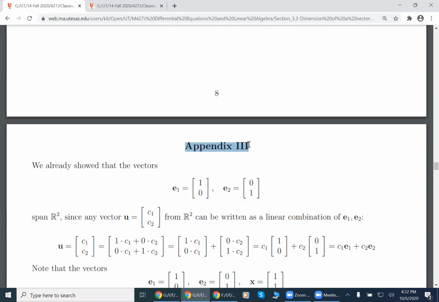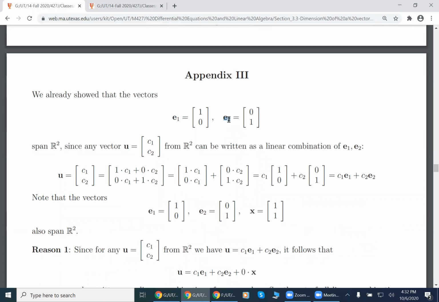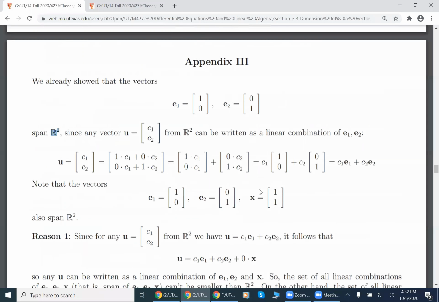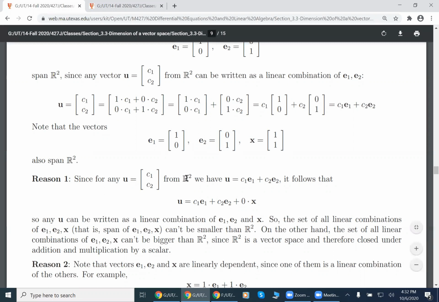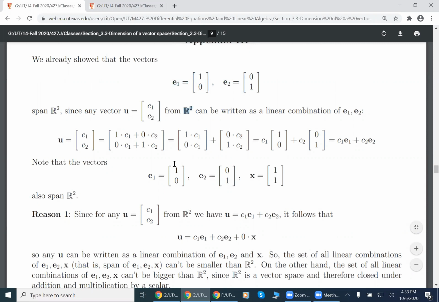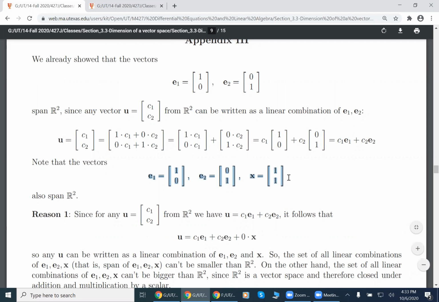Take a look at Appendix 3. As we discussed, these two vectors span R2. But now let us consider a new set. This new set consists of vectors E1 and E2 again, and some other vector, say x = (1, 1). Note that these three vectors span R2 again. Here is a simple reason for that. Any vector from R2 can be written as a linear combination of E1 and E2 plus 0 times x. So, not only do these two vectors span R2, but also these three vectors span R2.